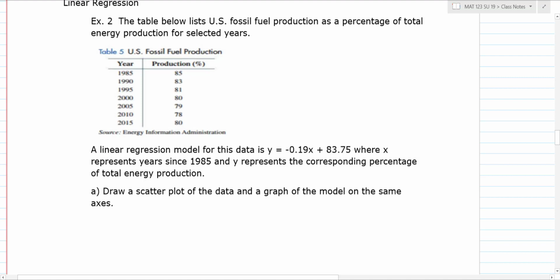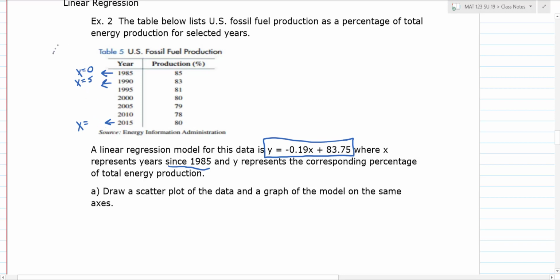All right, so a linear regression model for this data is this. Now, this is a mathematical model that's already given. Unlike the last problem where we figured that out, this is already given. X represents the years since 1965. So actually what would happen is this would be X equals 0. Then this would be 5 years later, 10, 15, 20, 25, and 30. So 30 years later would be that.